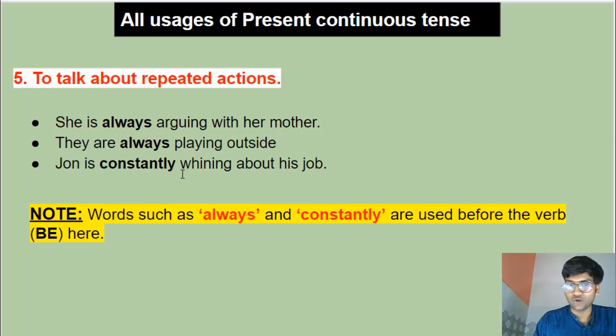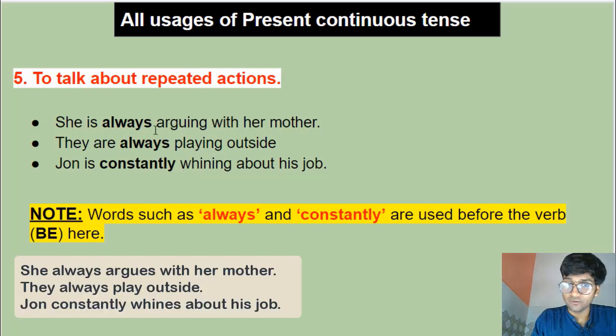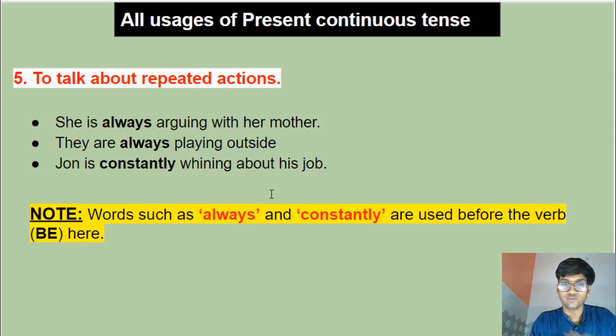Now, guys, to talk about an action that keeps repeating over and over again, you can also use present indefinite tense. You can say, she always argues with her mother. They always play outside. John constantly whines about his job. You can also use present continuous tense as well. Okay. So these were the 5 usages of present continuous tense. We've learned what present continuous tense is, when to use it, how to form sentences, and what other situations we use it in.